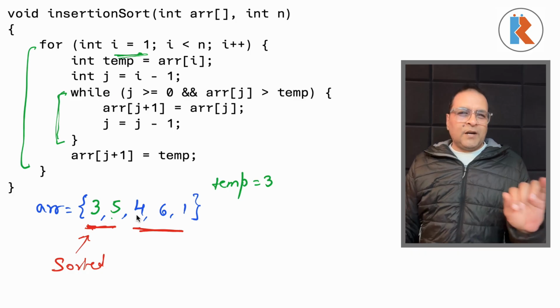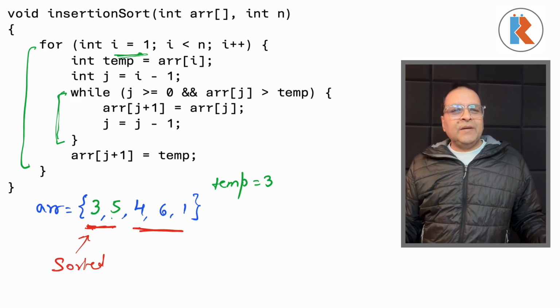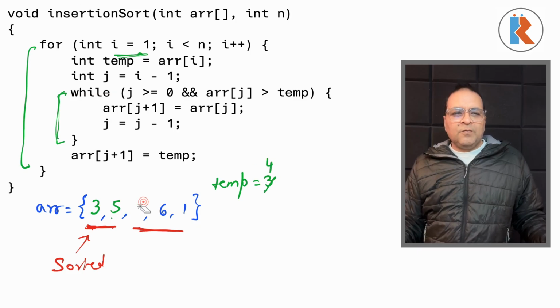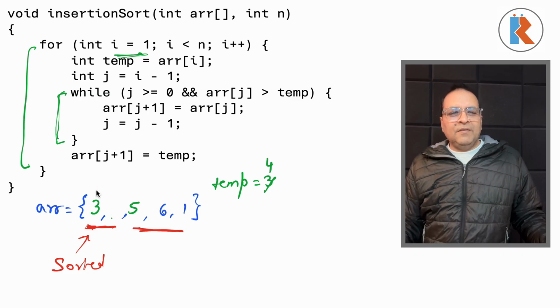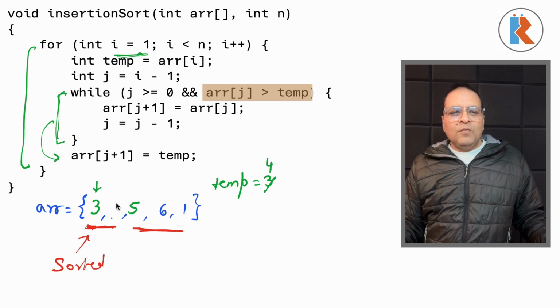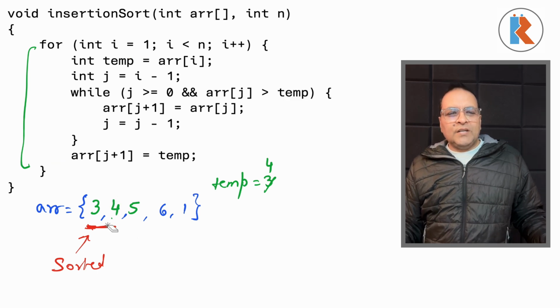Now the length of the sorted part of the array is 2 and there are only 3 elements in the unsorted array. The next element to be picked is 4. So the temporary variable becomes 4. The position of 4 becomes empty. j will start from i minus 1. Because 5 is greater than 4, the while loop will iterate and 5 will be shifted one position forward. Then we will consider 3, but because 3 is not greater than 4, we will move out of this while loop and 4 will be placed at the empty position, which is here. Now the array has become sorted up to 5.